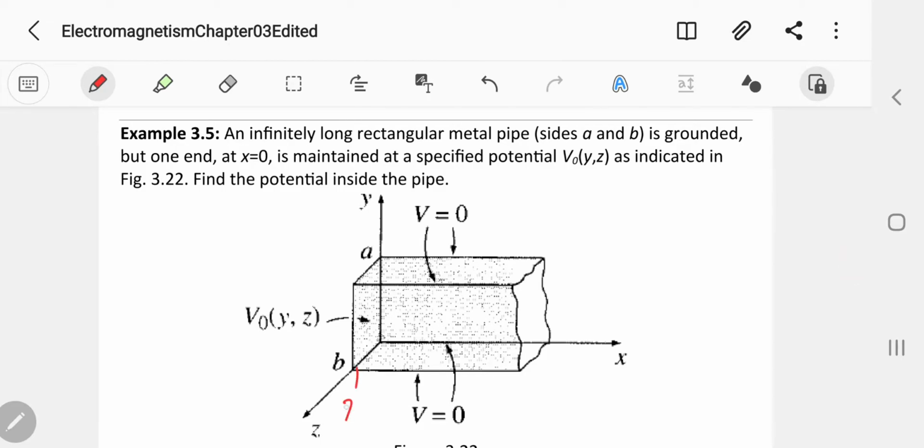In this case, this is z equal to b, and this is z equal to 0. This is y equal to 0, and this is y equal to a. And this one is, of course, x equal to 0. So those are the boundary conditions. And x to infinity would be this one.